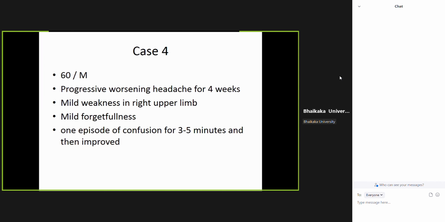So this patient was also admitted. We have done his MRI and we found that there was some tumor in the brain, which was leading to such symptoms. So it's not primary headache, but it's a secondary headache with multiple red flags.